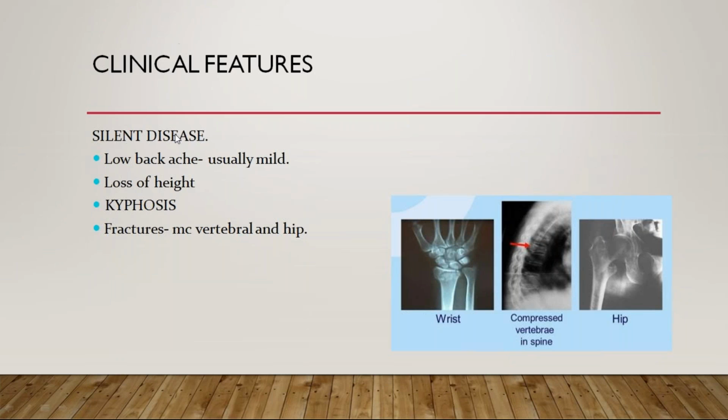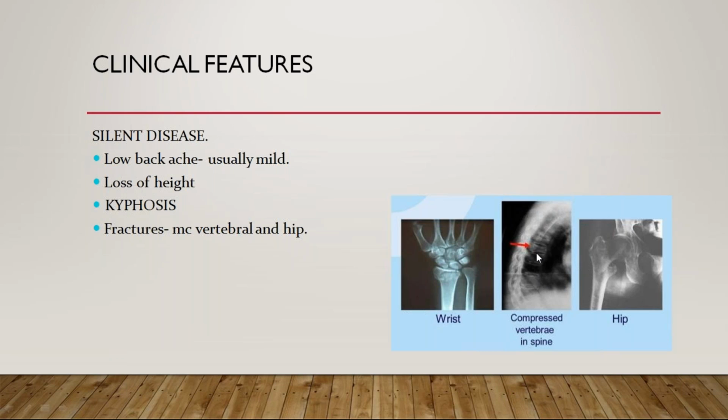Clinical features. Osteoporosis is also called a silent disease. The patients usually complain of low backache, that is usually mild, and loss of height. Why loss of height? In osteoporosis, vertebral fractures will be more common. So if the vertebra becomes fractured, the spine will become kyphotic, that is forward bending of the spine. The kyphotic deformity will be more in osteoporosis. That's why kyphosis. And the fractures are most commonly vertebral and hip fractures.